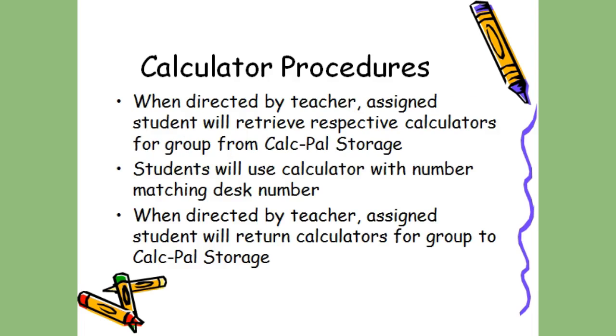Calculator procedures. If you notice on the wall over by the whiteboard, there are 30 calculators there. Each desk is assigned a number. When directed by the teacher, the assigned student will retrieve the respective calculators for the group from the CalcPal storage. Students will use calculators with the numbers matching your desk number. So a student with desk 1 should use calculator 1, and so forth. When directed by the teacher, the assigned student will return the calculators for the group to the storage.